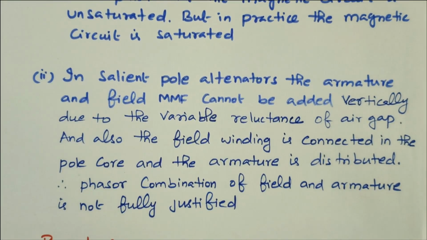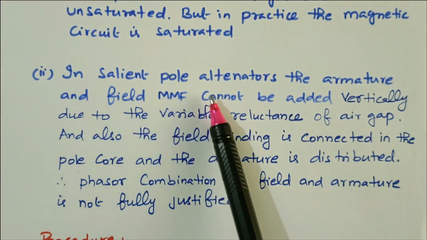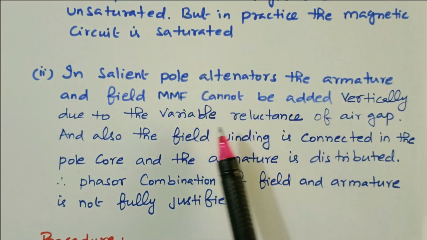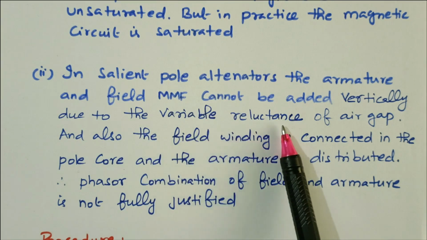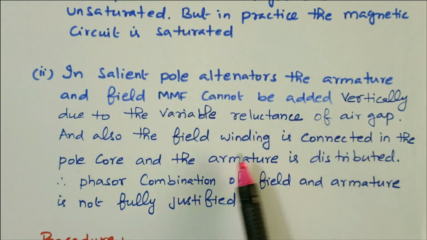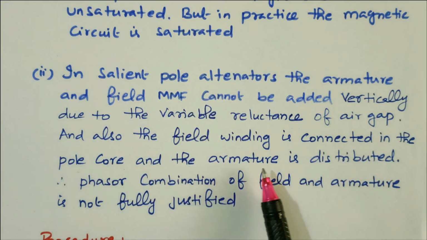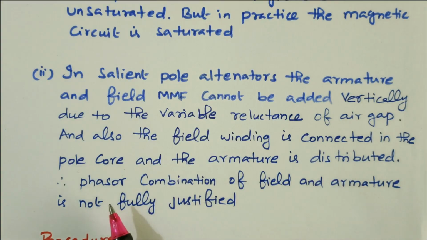The next one is, in salient pole alternators, the armature and field MMF cannot be added vertically due to the variable reluctance of the air gap. And also the field winding is concentrated in the pole core and the armature is distributed. Therefore, phase combination of field and armature is not fully justified. Right? So these are all the other disadvantages. To overcome this, we are using the ASA method, American Standard Association method. Now we'll see the procedure.